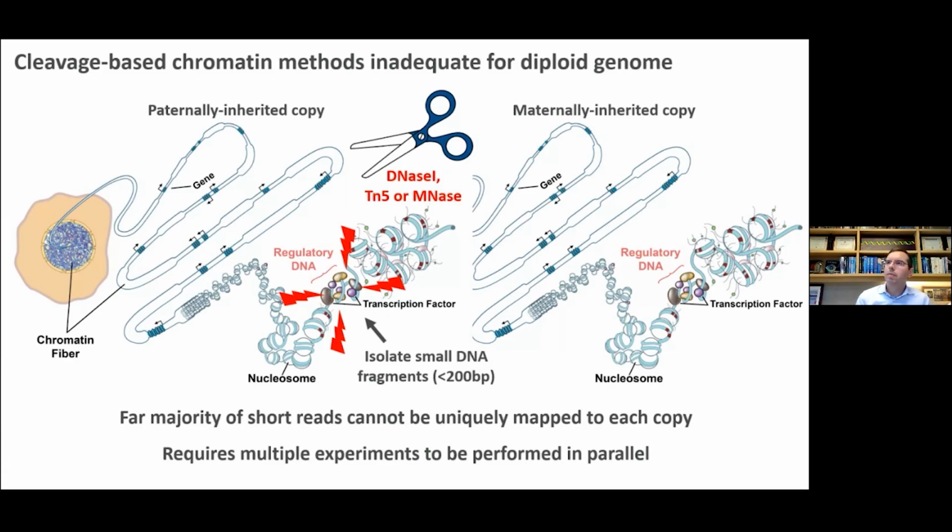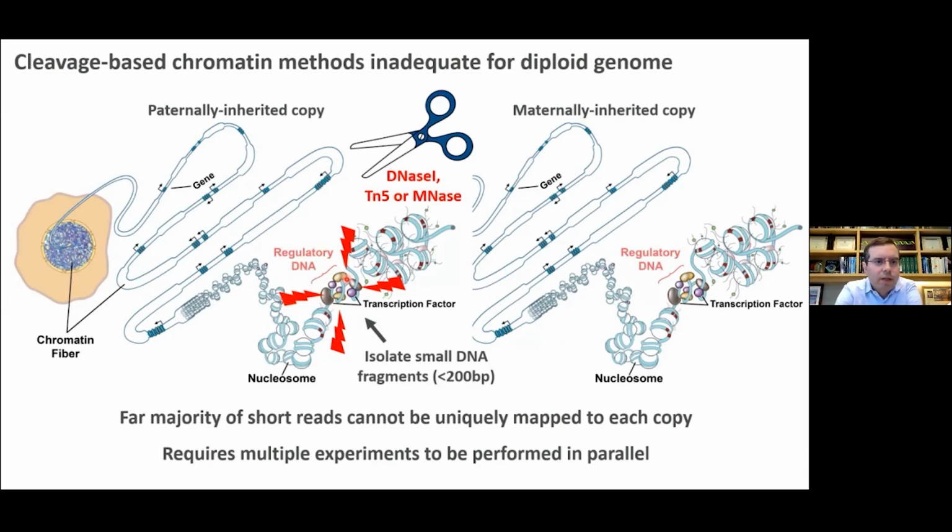However, there are some limitations with these approaches. One of them is that it's really challenging to take the short reads that arise from these approaches and map them uniquely to each of the two copies of the genome that exist within each cell. And also it's really challenging to understand how individual events are co-occurring on each individual chromatin fiber, and this co-occurrence can play a central role in how disease variants are actually causing disease.